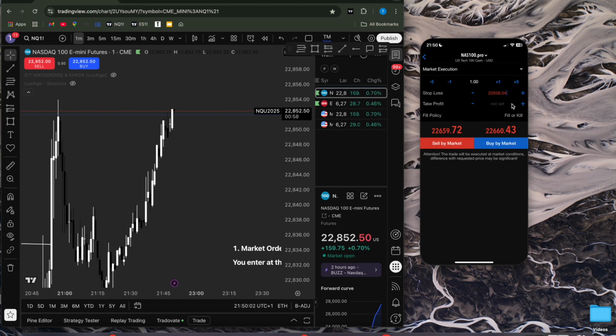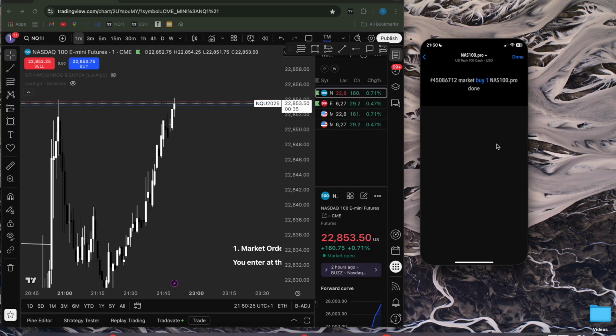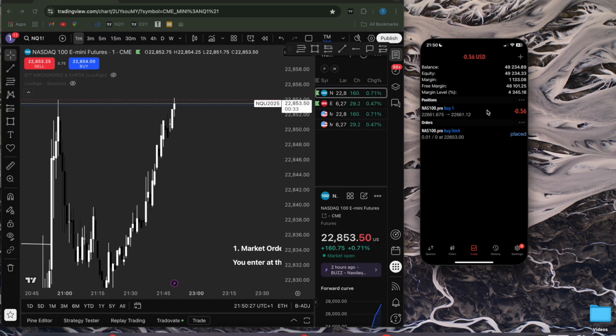So say if I wanted to set, I don't know, a random stop loss, random take profit. Oh, it's not letting me because it's invalid. Still not letting me. Yeah, I don't know. Random. Yeah, there you go. So that's how you enter a position.